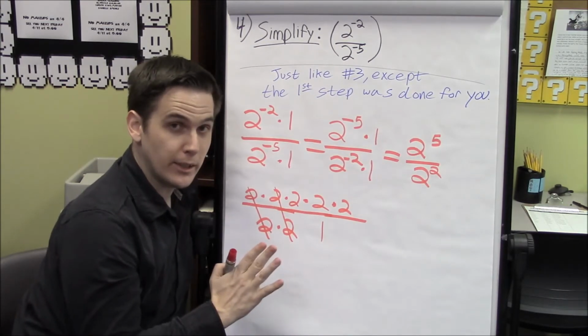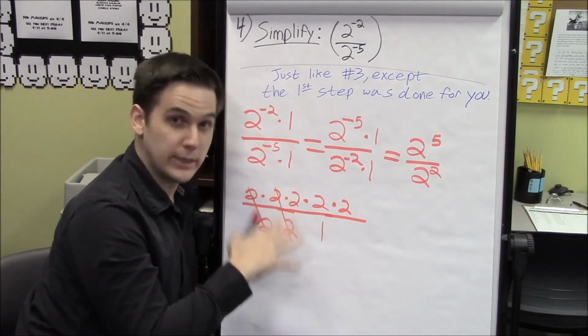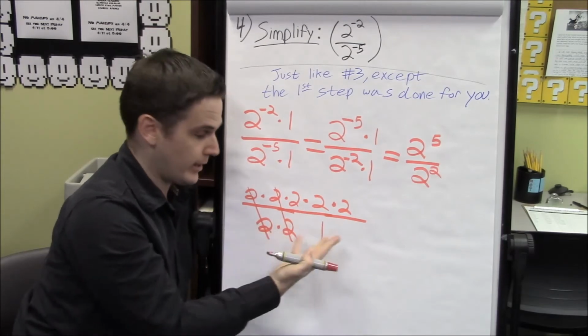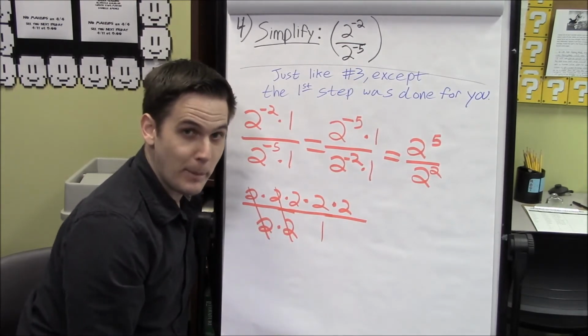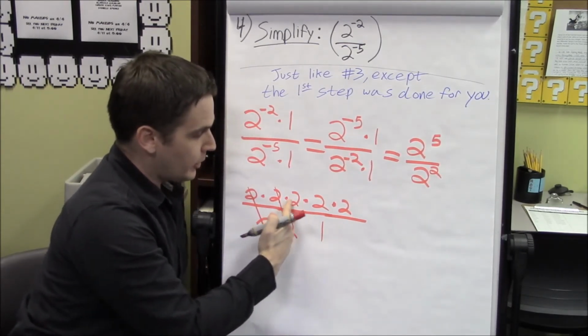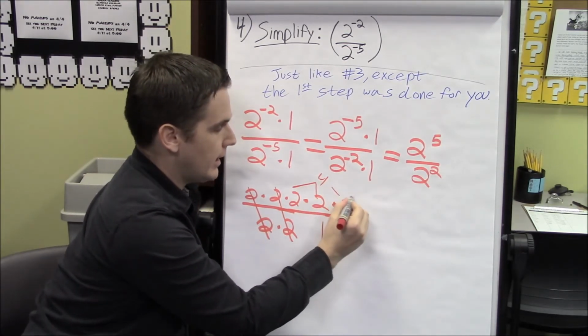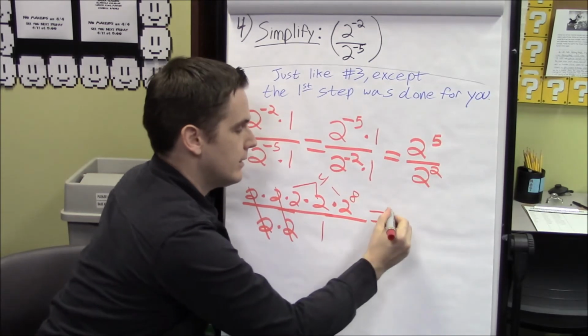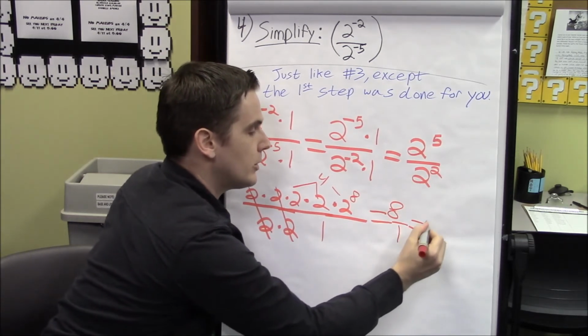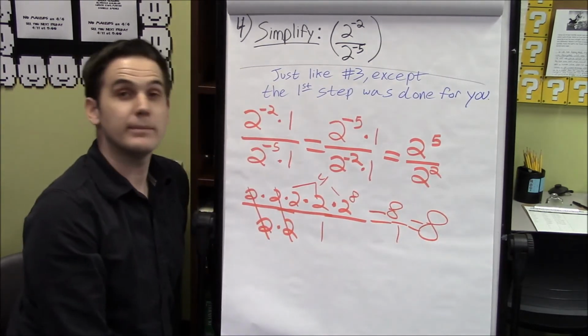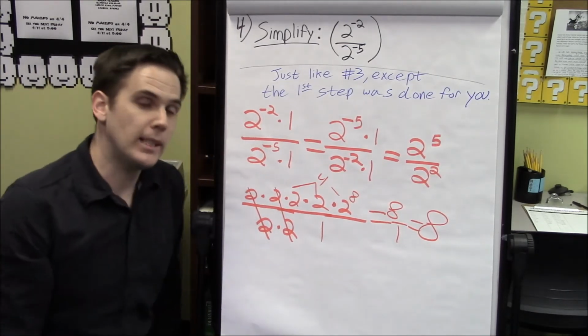Don't just assume 0. If it's 0, the problem will tell you 0. But the problem didn't tell me 0. It just says nothing there. So the ninja one pops in. 2 times 2 is 4. 4 times 2 is 8. So 8 over 1 equals just plain 8. And that's it. Pretty simple lesson.